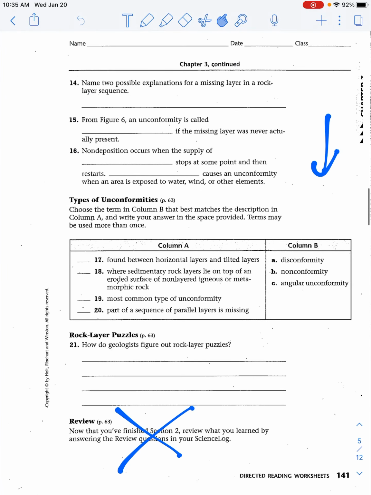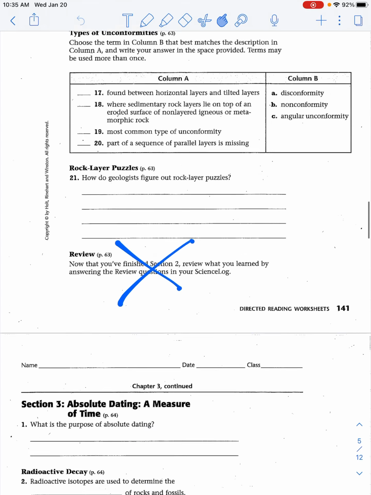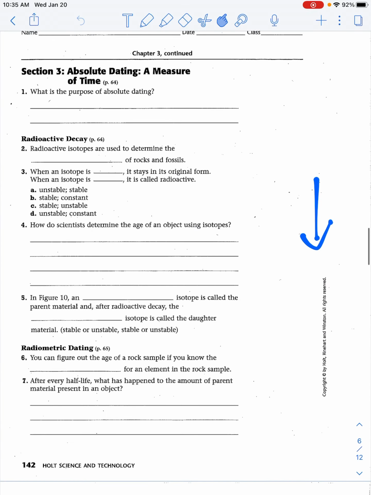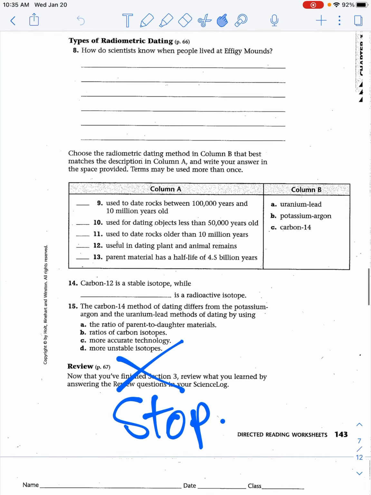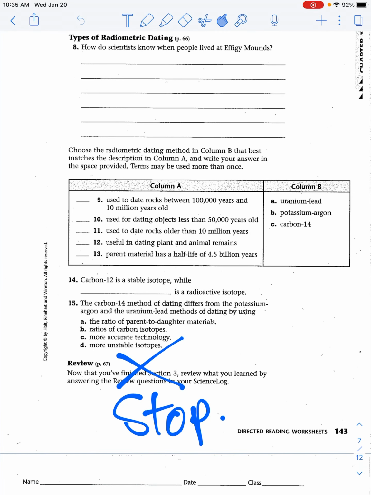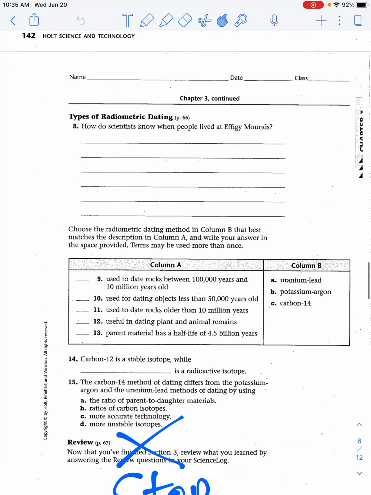141, and you'll note that you can cross out the reviews because you don't need to do those, and page 142, and continue on to page 143, and then stop at the bottom of page 143. Again, cross out that review because you don't need to do that.